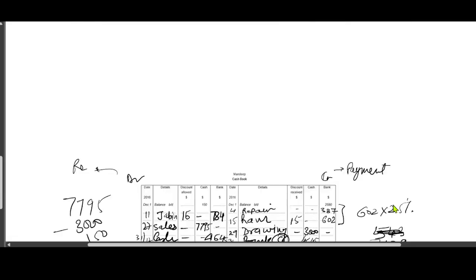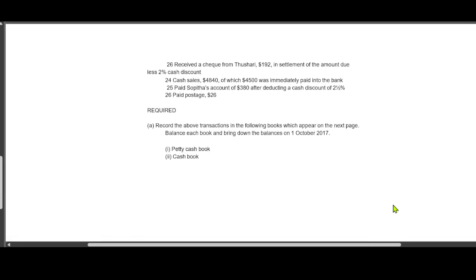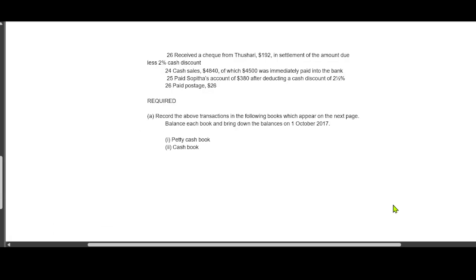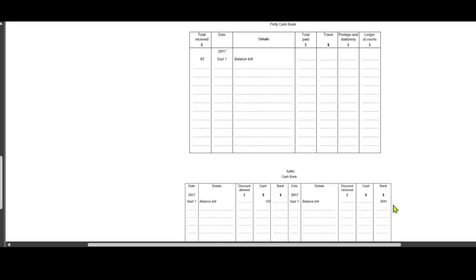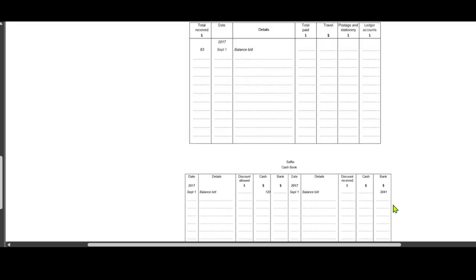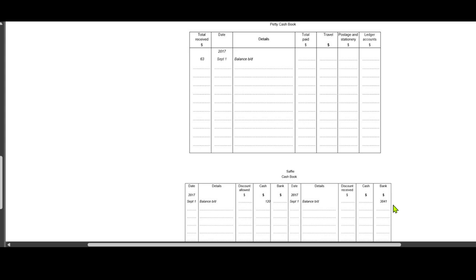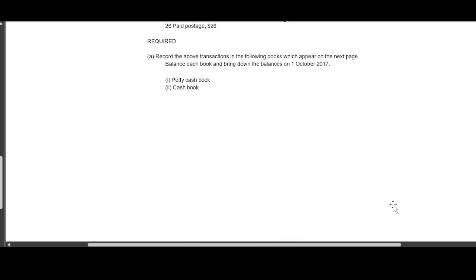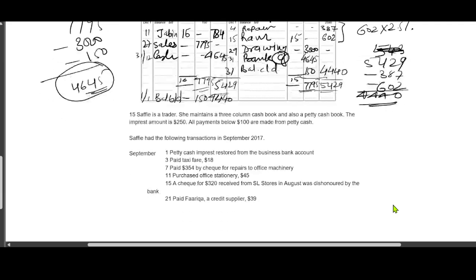Okay, now moving towards the next question. In the next question, there is a petty cash book and cash book. This you can solve by your own. It's a simple question. Okay, so let's solve. Okay, fine. So first we are going to solve it out for the cash book. Okay, petty cash book. So they said in advance, like here in the question they said this, right?